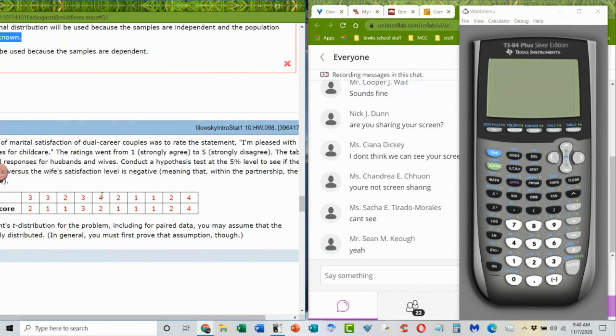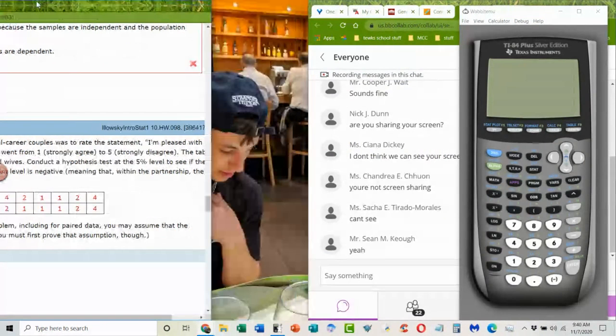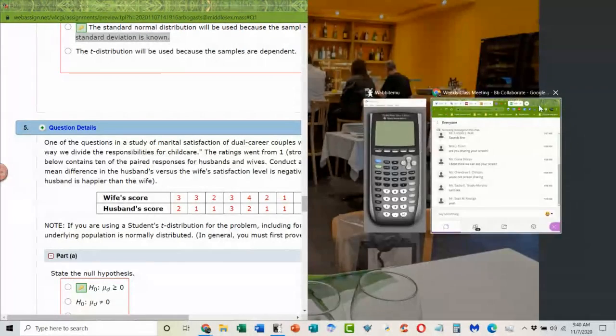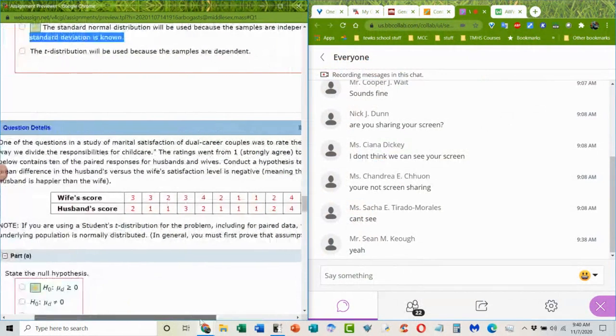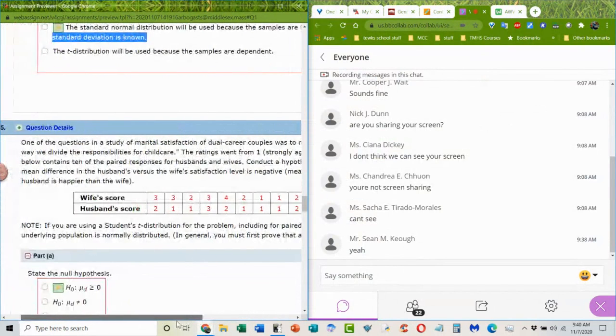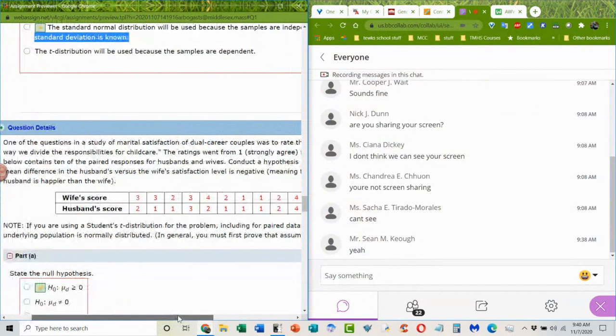We don't actually have two separate things. The two-sample t-test applies if the samples are independent of each other. In this case, the values are not independent of each other because we're pairing them, the husband and the wife, and we're looking at how they see things.